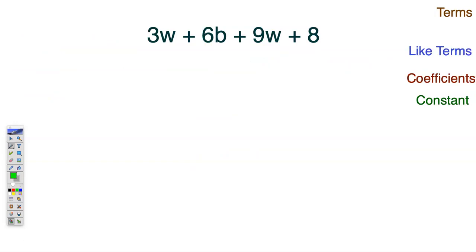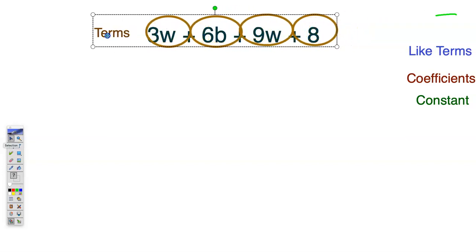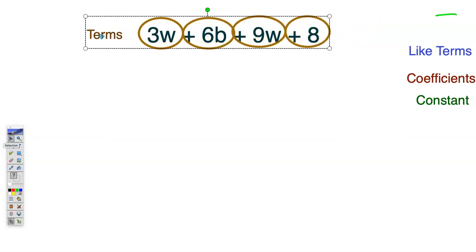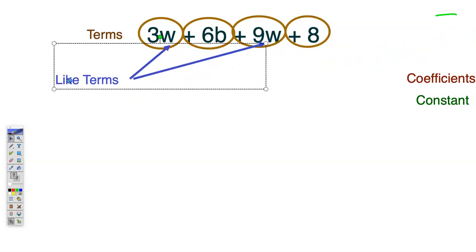We're going to jump over to this page. So when we look at terms, in our expression that we have here, we actually have 4 terms. Our first term is 3w, our second term is plus 6b, our third 9w, and our fourth is plus 8. So those are what we call terms. Out of these, the two things that are like terms are 3w plus 9w. So those are two things we could put together and make 12w if we were simplifying.